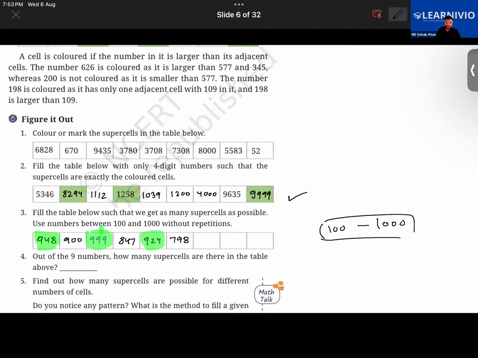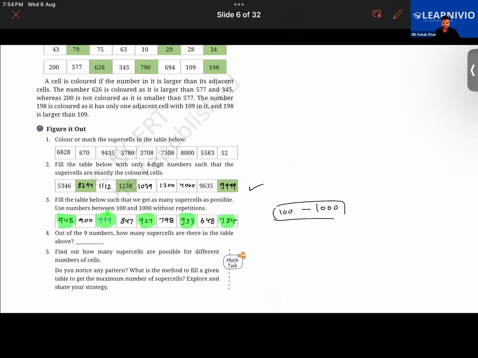After that, here, we can 9,000. No, sorry, 953. Good. That will be our fourth supercell. And last, 648. Good. After that, 784. Very good. So we have taken numbers between 100 to 1000, and these are the maximum number of supercells. How many of them are there? Total of 5. Very good. So in this, out of total 9 numbers, we have got 5 supercells.